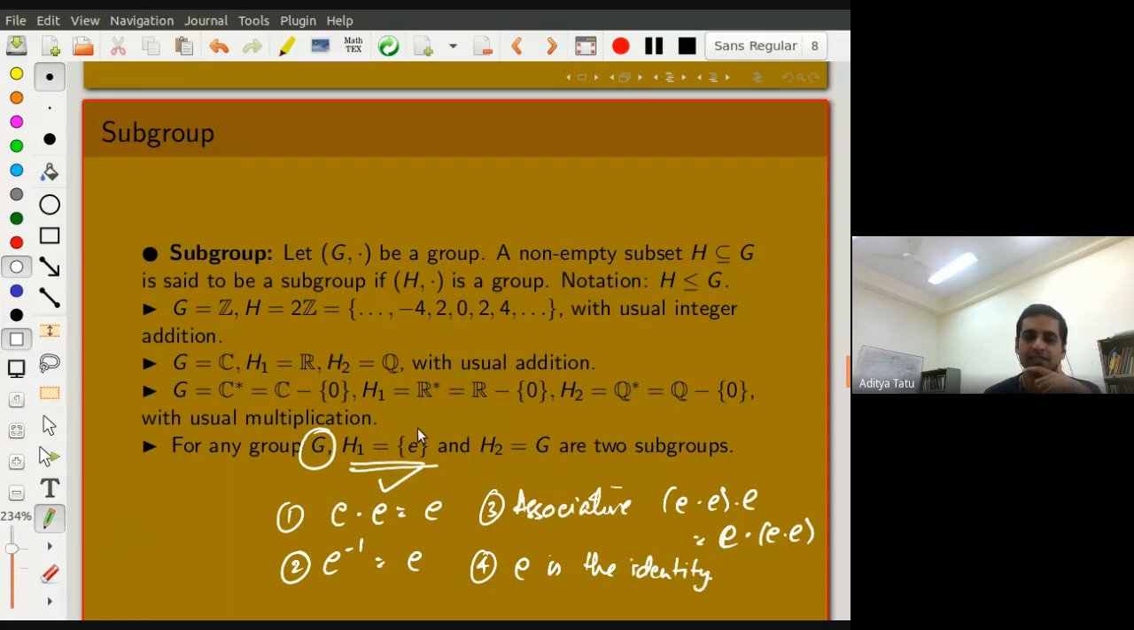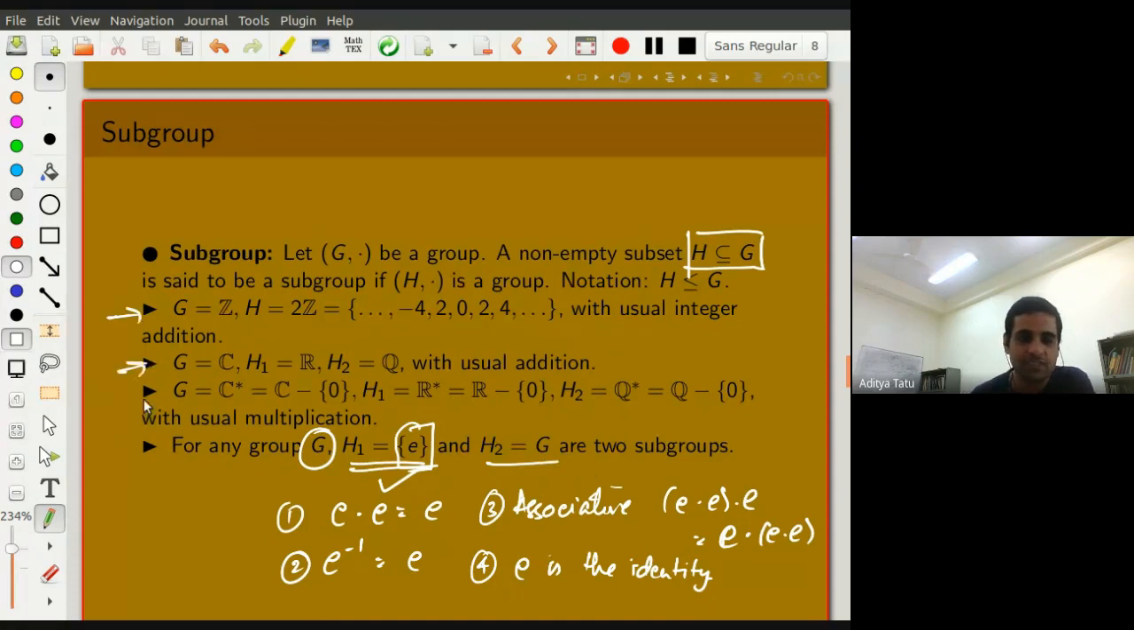So this subset exists for any group. It's just that the name will be different. Instead of e, if you are considering, let's say, the group of 2 by 2 invertible matrices, this e would be the identity matrix, and so on. But it's still the identity element. So in an abstract sense, this set will always be a subgroup. Similarly, the entire set G satisfies the definition of being a subset of itself. And since G is already given to us as a group, G taken as a subset of itself will also always be a group.